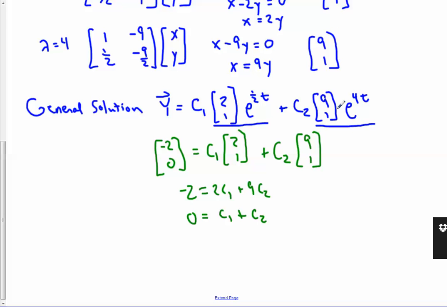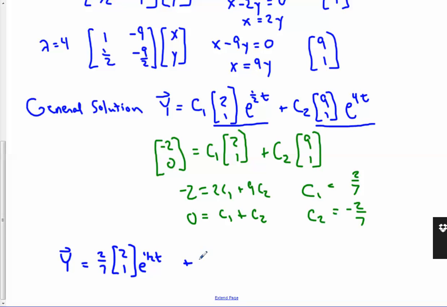I think that you will get C1 equals 2/7 and C2 equals -2/7. So our final solution then is that y equals 2/7 times [2, 1] e to the 1/2 t, minus 2/7 times [9, 1] e to the 4t. And that's our answer.